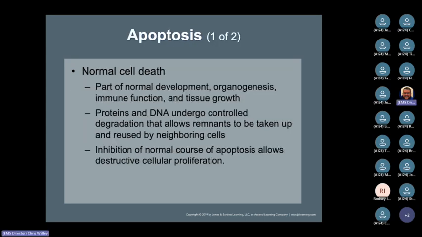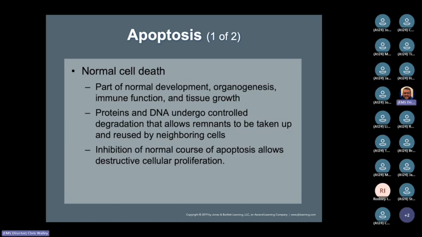So apoptosis is normal cell death, genetically programmed into the cells as part of normal development, immune function, and tissue growth. Unlike cell death from a disease process, proteins and DNA undergo controlled degeneration that allows remnants to be taken up and reused by neighboring cells. So if they're dying and another cell needs this or that, it's able to absorb it.